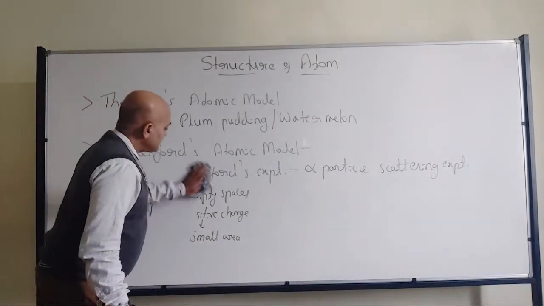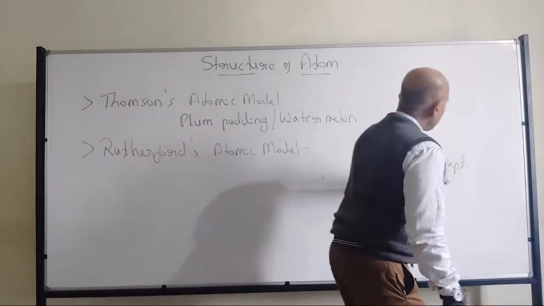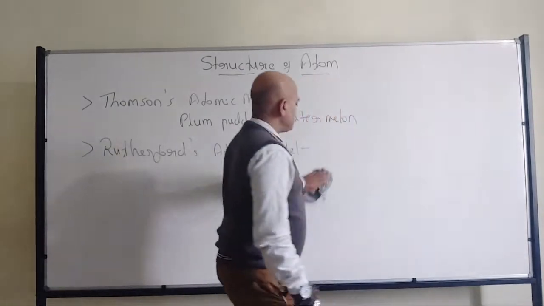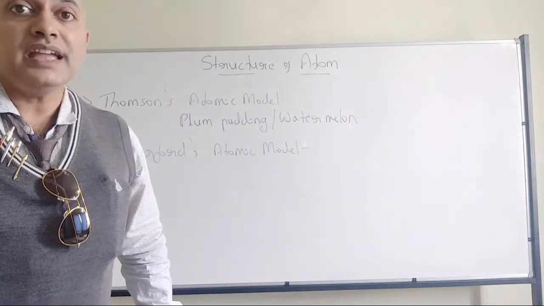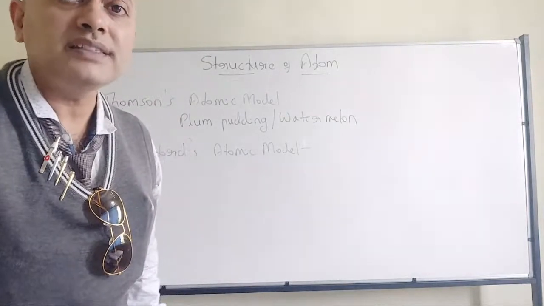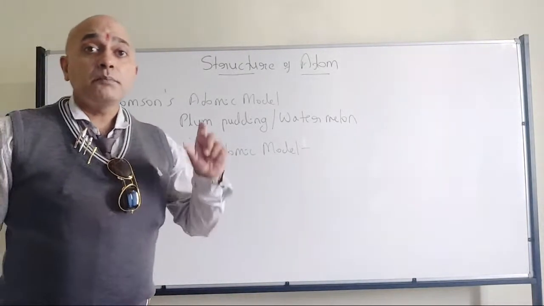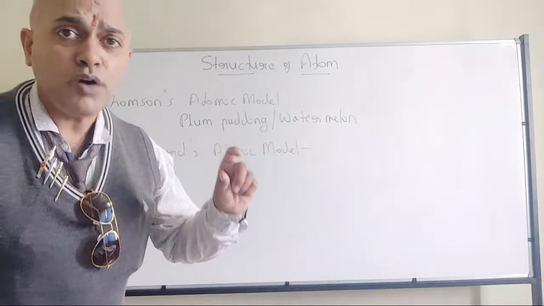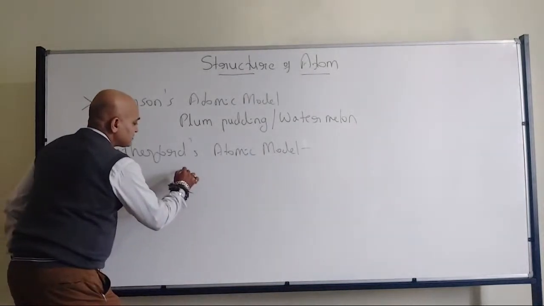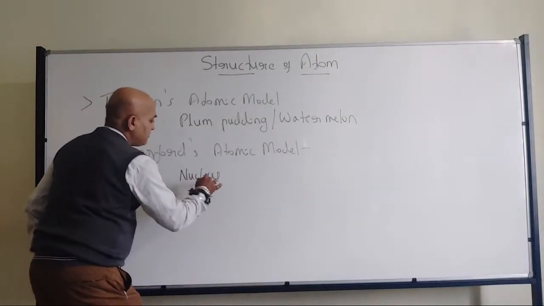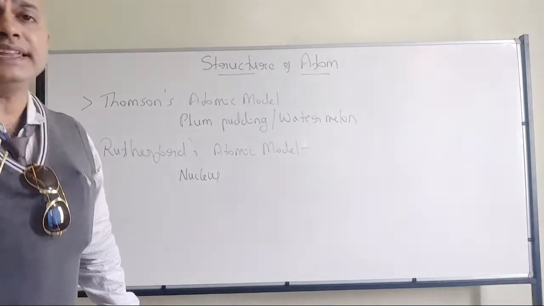Now, what does Rutherford's atomic model talk about? It tells that the structure of the atom is similar to that of the solar system. So what do you mean by that? He told that the positive part is restricted to a small area which he called a nucleus. That means the word nucleus is coined by Rutherford.